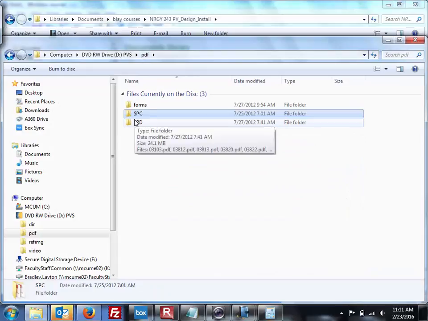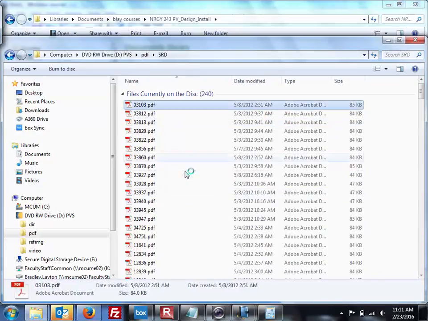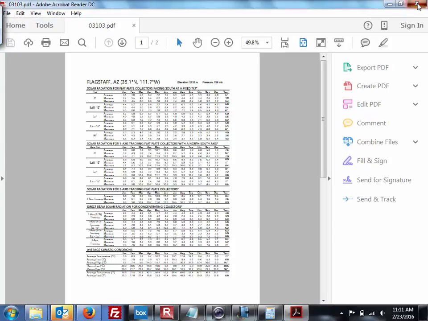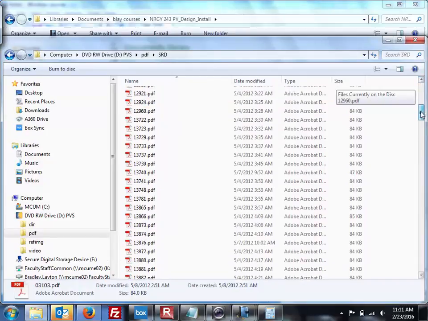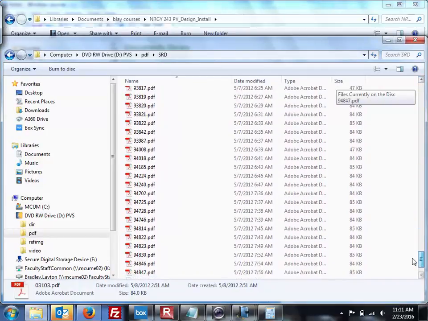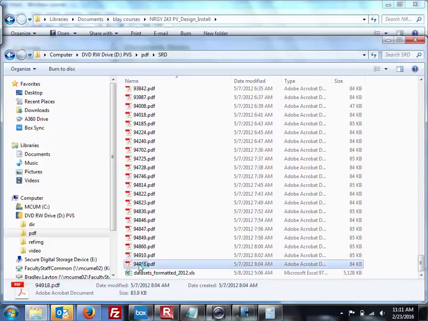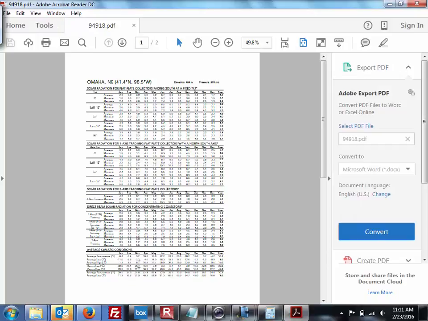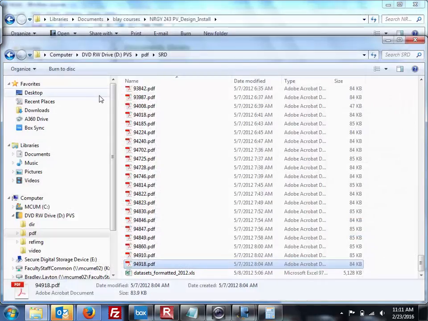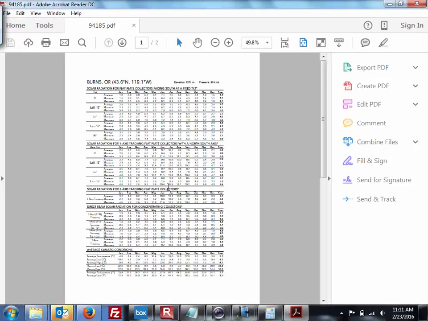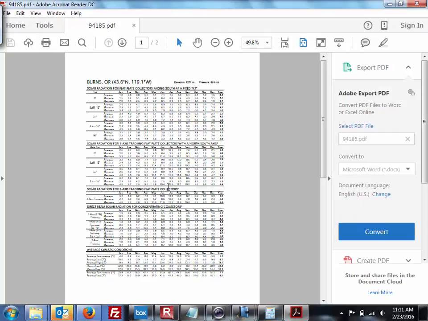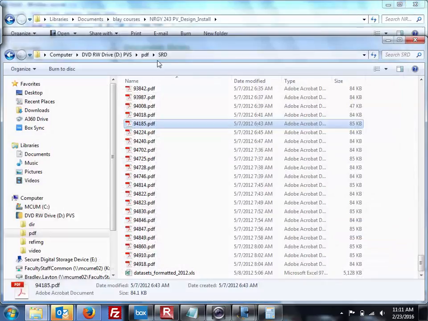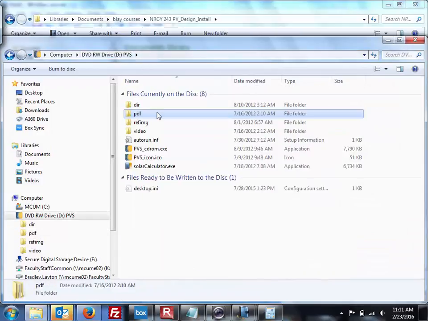I'm just going to see if there was something on here that had the... okay, these are all radiation tables. That is a lot of PDFs. Omaha solar radiation, 41 direct beam. Burns, Oregon. Yeah, I think this would be available.